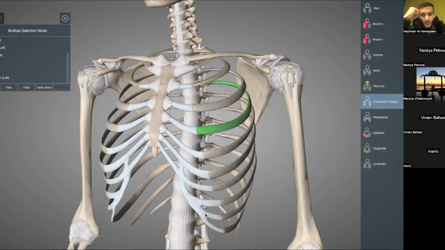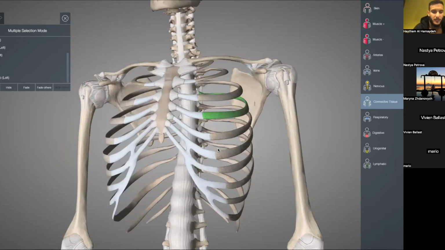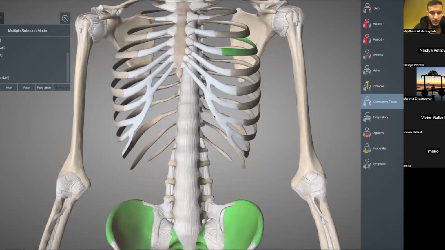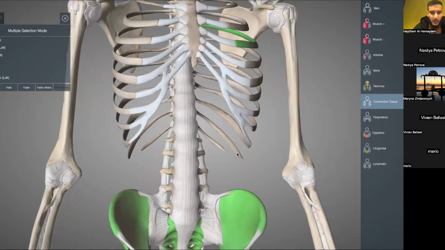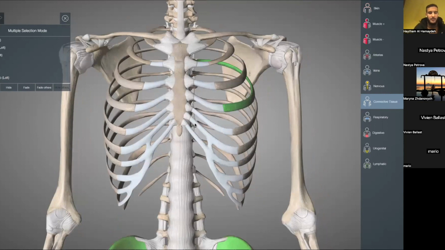Okay. 11 and 12 do not have joints anteriorly. 11 and 12, they are floating, so they don't have anterior joints. Okay? So now, anteriorly, we are done. There is one more thing you have to know here.